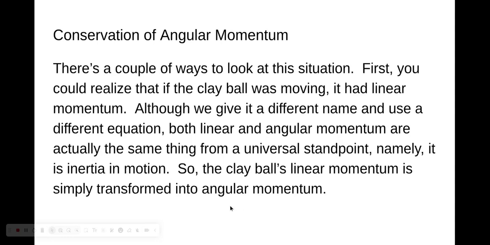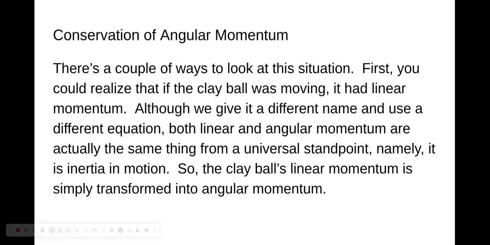Well, there are probably three ways that you can look at this situation. First, you can realize that the clay ball was moving, and so it had linear momentum. Although we give linear momentum and angular momentum a different name and a different equation, they're actually the same thing from a universal standpoint. They're inertia in motion. So in that sense, the clay ball's linear momentum is simply changed into angular momentum.